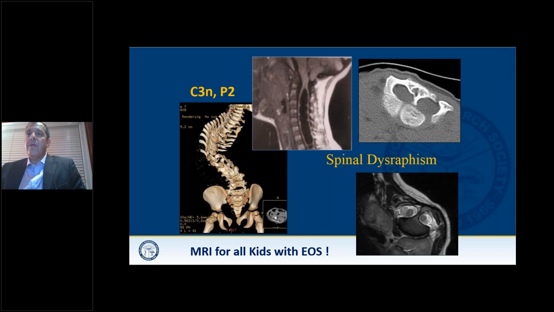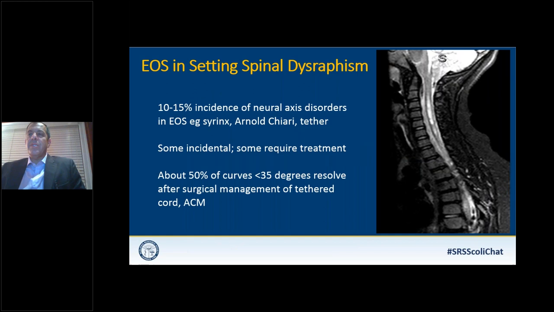Speaking of spinal dysraphisms, this has a big effect on the natural history of congenital early onset scoliosis. In the 10 or 15% of kids with neural axis disorders, some are incidental, but some require treatment. The literature shows roughly 50% of curves less than 35 degrees partially or completely resolve after surgical management of a tethered cord or an Arnold Chiari malformation. In fact, this can be one of the best outcomes for children with early onset scoliosis.